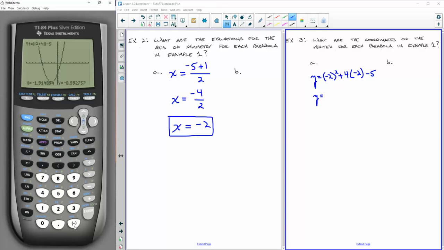Trace -9, enter. On a table, -2, there's -9. If I go to -2, you can see that symmetry: -8, -8 around that, -5, -5, 0, 0. That's the middle, right? So y equals -9 right there. So the coordinates for the vertex are at -2, -9.